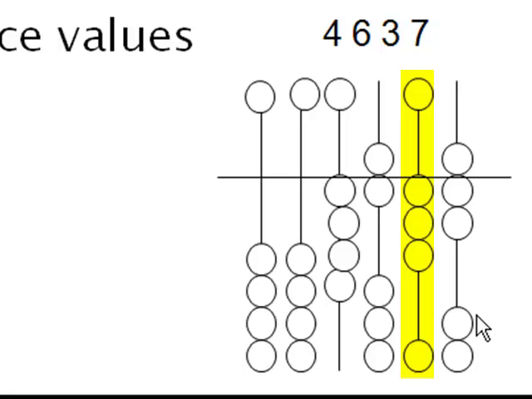The second column, those are 10s on the lower panel and 50s on the upper panel. The third column is the hundreds in the lower panel and 500 in the upper panel, and so on. So here the soroban represents 4,637. The 600 comes from a 500 and a 100, and the 7 comes from a 5 and 2 ones.